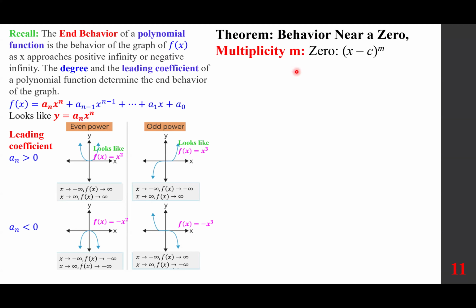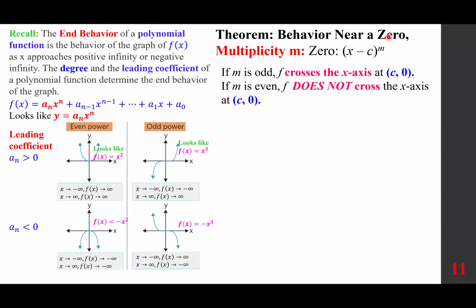with multiplicity m. The zero is x minus c to the power of m. When we say zero, it means the root of the function. It means the x-intercept. If m is odd, f crosses the x-axis at c. If it's even, f doesn't cross the x-axis at c.